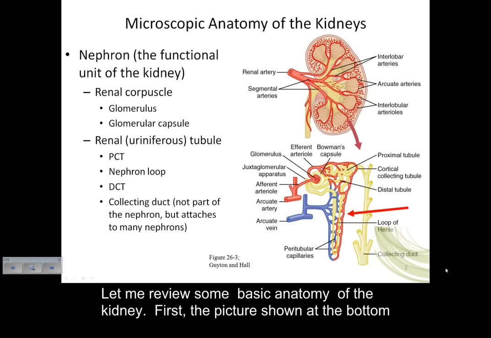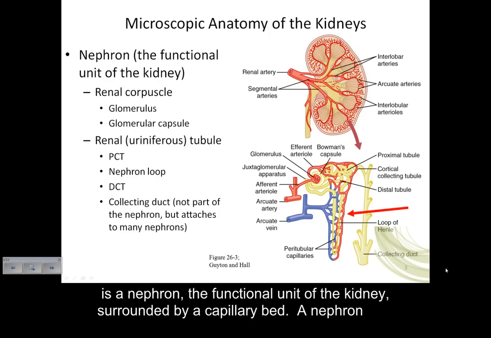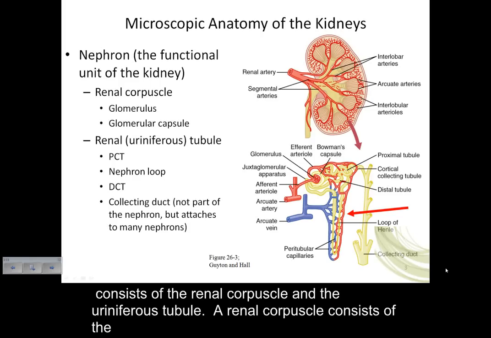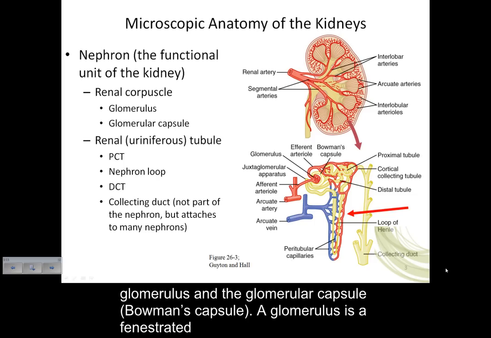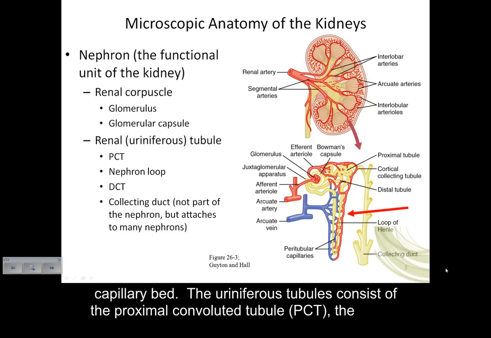Let me review some basic anatomy of the kidney. First, the picture shown at the bottom is a nephron, the functional unit of the kidney, surrounded by a capillary bed. A nephron consists of the renal corpuscle and the uriniferous tubule. A renal corpuscle consists of the glomerulus and the glomerular capsule, or Bowman's capsule. A glomerulus is a fenestrated capillary bed.